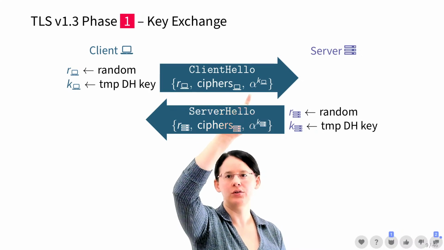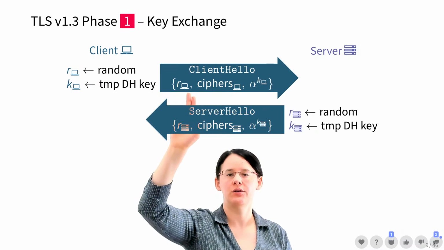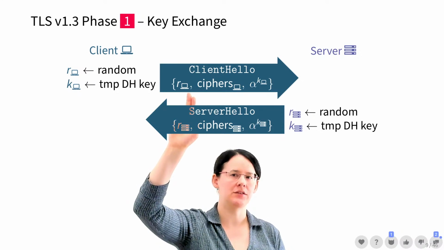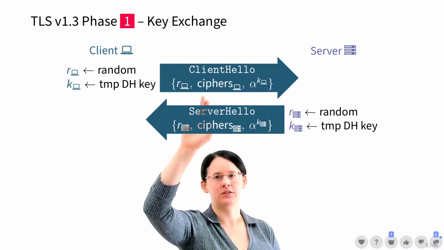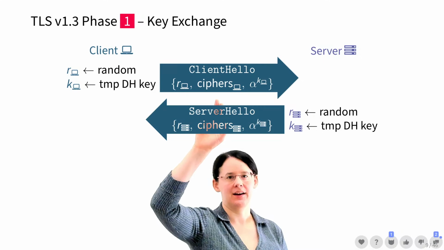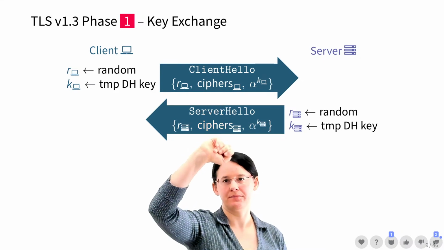But the client hello also includes some additional values that are going to be useful. First, it includes some randomness, which is later going to be used as a basis for the nonces for the authenticated encryption. And additionally, it sends along which ciphers it actually likes to use, so a list of preferred symmetric cipher suites.